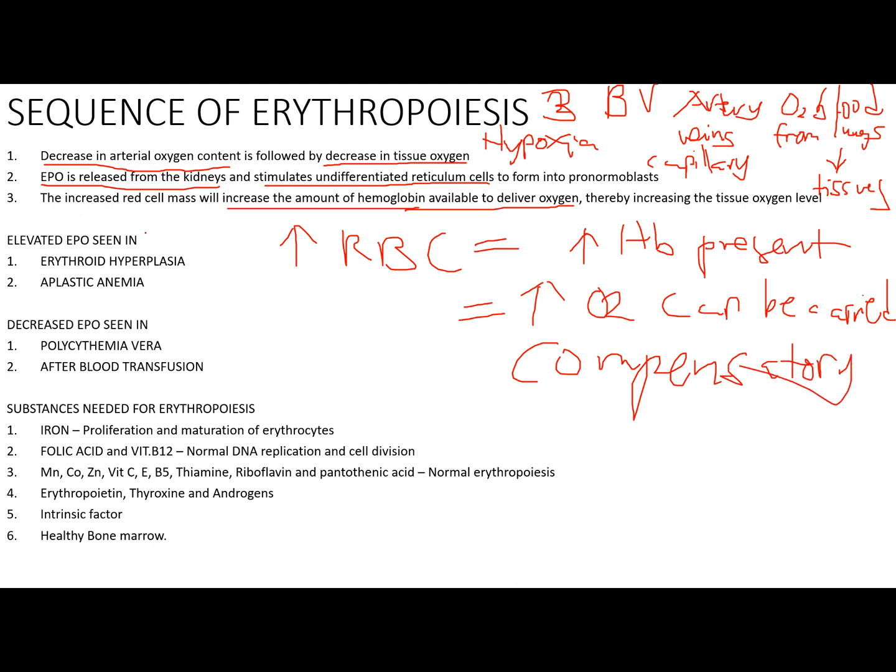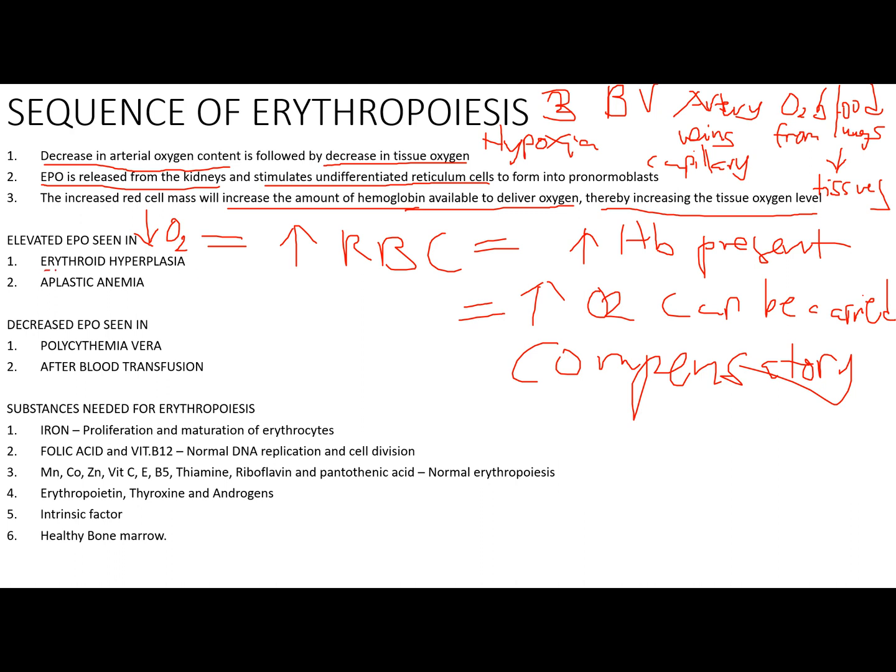If your body detects low oxygen levels, it would react by compensating with producing increased red blood cells. And with increased red blood cells, class, there would be increased hemoglobin present, allowing more oxygen to be carried by the blood to the tissues, thereby increasing tissue oxygen level. Now, elevated EPO, class, can be seen in erythroid hyperplasia.